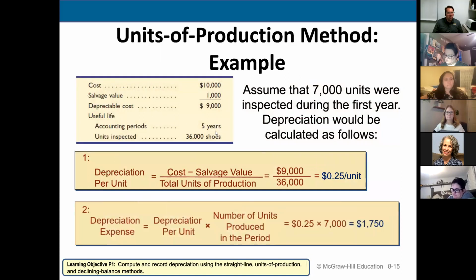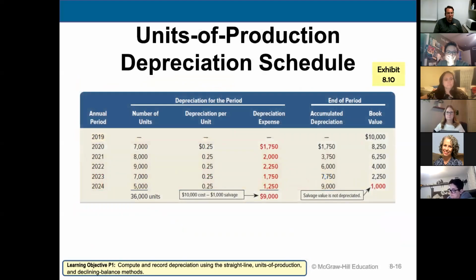We know that the unit has 36,000 shoes inspected in its useful life. And we know that our depreciable cost is $9,000, which is our cost minus our salvage value. So we take 9,000 divided by 36,000, and that tells us we could depreciate 25 cents per unit of production. And then it tells us 7,000 units were inspected during the first year. So we would take the depreciation per unit of 25 cents times 7,000 would give us $1,750 in depreciation expense that first year. The journal entry would look the exact same.